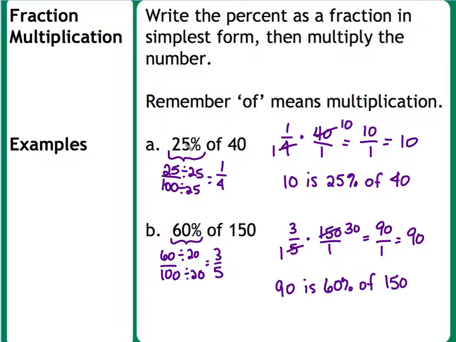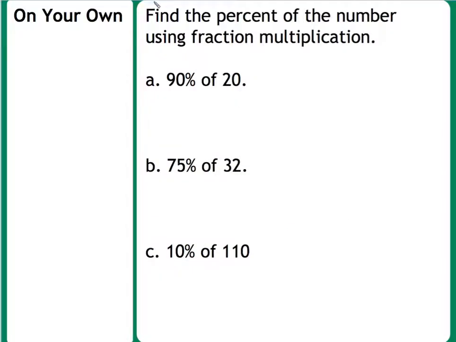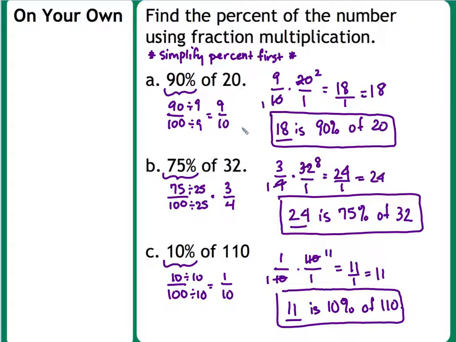All right, so again, we're trying to find the part of this relationship. It's always percent of the whole. Okay, and remember of means multiply, so we're going to take 25% times 40 and 60% times 150. Go ahead and try the on your owns here. All right, so remember, simplify the percent first. So 90% is 9/10 times 20 gives us 18.